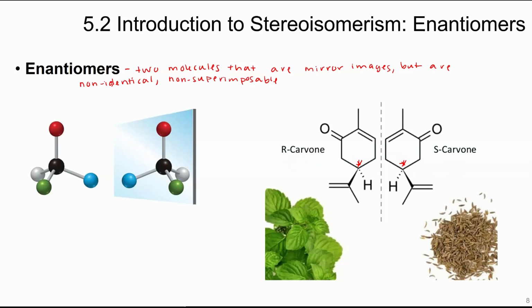This structure is what you might find in spearmint. So that might be used in gum or mint ice cream. But if you have S-carvone, you're adding the wrong enantiomer. This is caraway seeds. So if you like rye bread, that's where you would see that. But if you were looking to make mint chocolate ice cream and you added S-carvone, that would probably be not very appetizing ice cream.